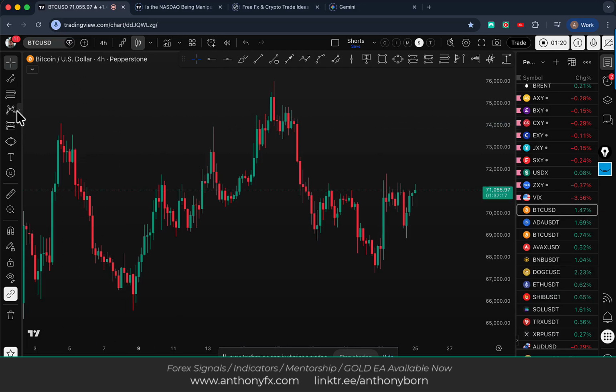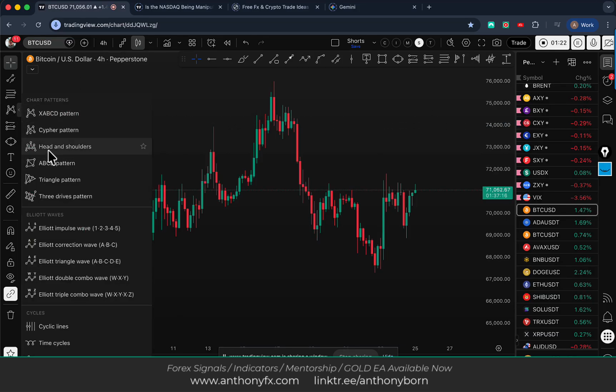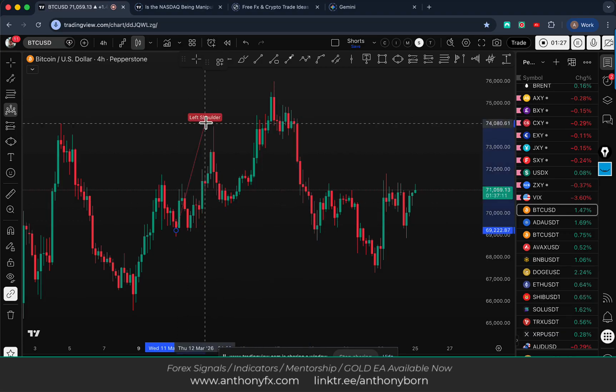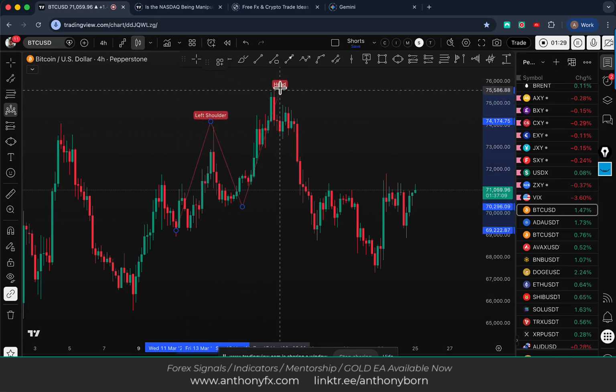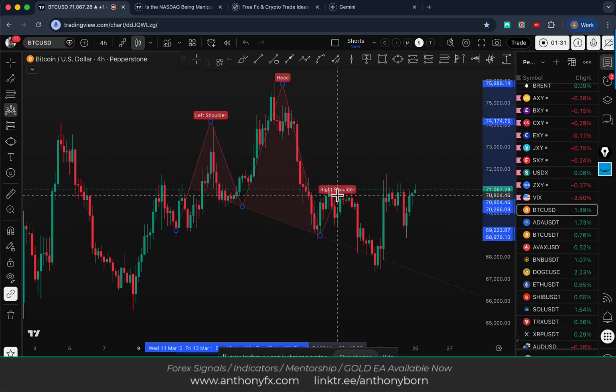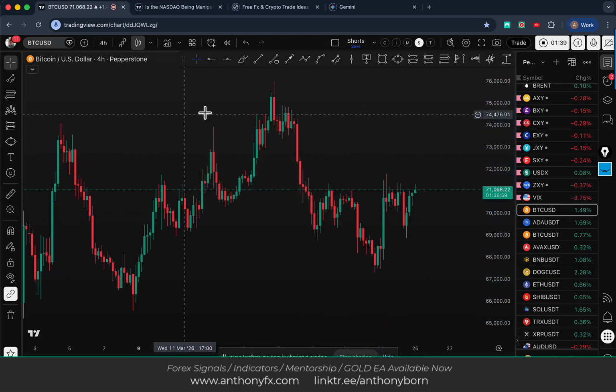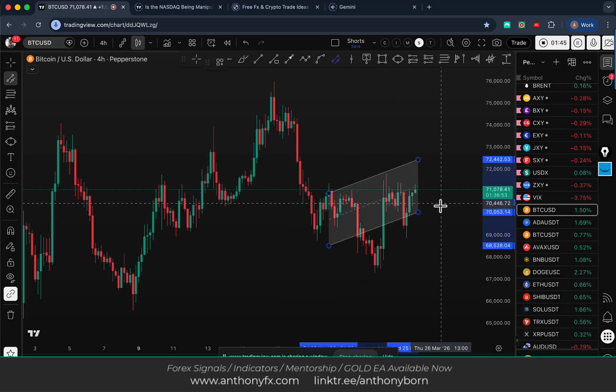So if we grab a, where is it? ABC, it's in here somewhere. Head and shoulders, sorry, bear flag. Head and shoulders, we've got left shoulder, the head, right shoulder. But now we have a higher high. So that's a pretty bearish pattern. So, I mean, where do you go with that?